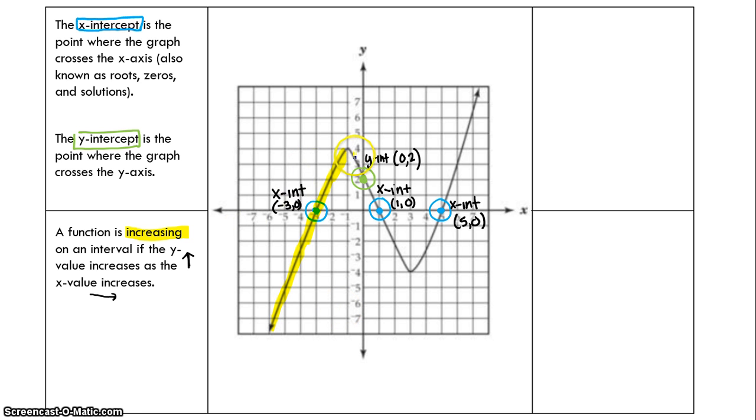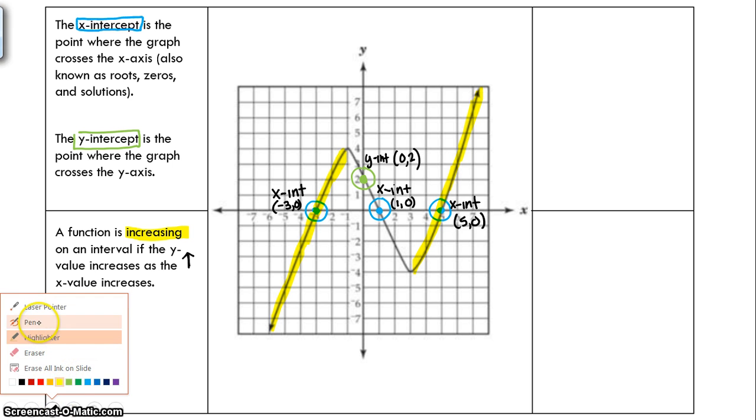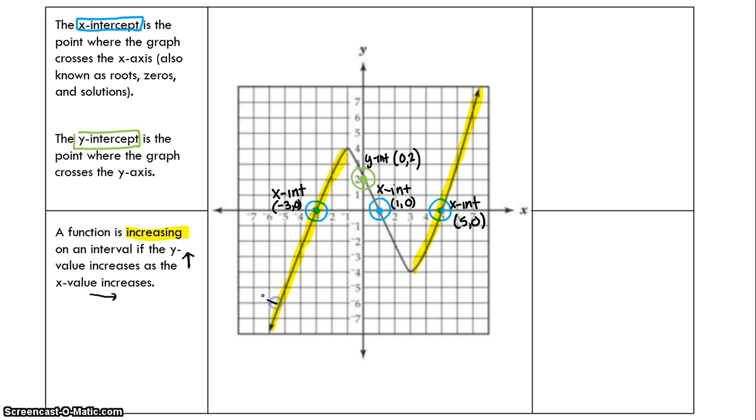Now, once I hit that top here, I'm actually going to be going back down. And then when I hit this bottom point, I'm going to be heading back up. So this graph actually has two sections where we're increasing. And I'm going to add labels to this as well. So this is an increasing section, as well as this section. As I'm moving to the right, I'm also moving up.